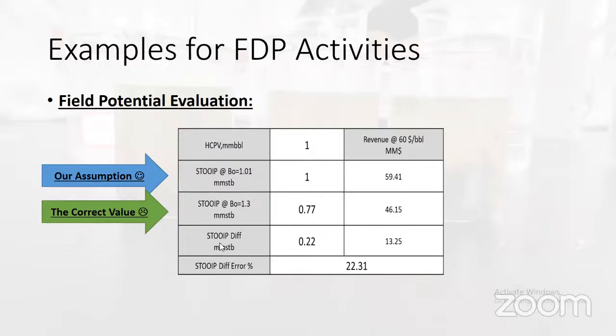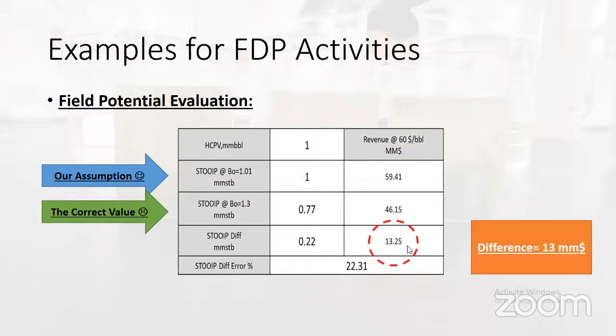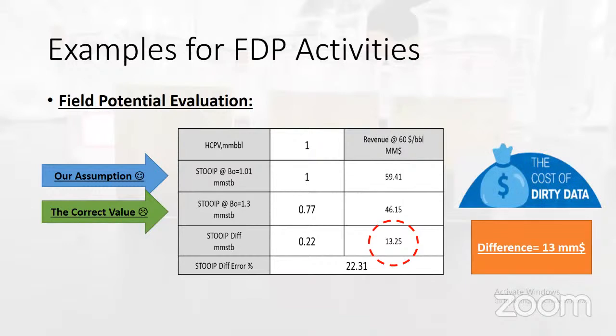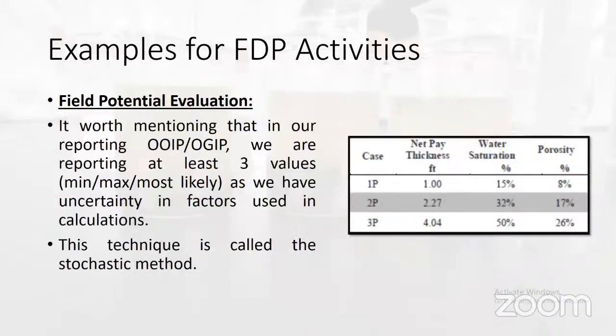So you can see the STOIP, or the difference into the beta O. The difference into beta O is almost about 0.3, but the difference is reflected into the STOIP and the revenue. The difference is about $13 million, which is a very, very big effect on the cash flow of your project. That is the cost of dirty data. If you don't have good data, it will be a mess for you. So that is the importance of having good data acquisition.